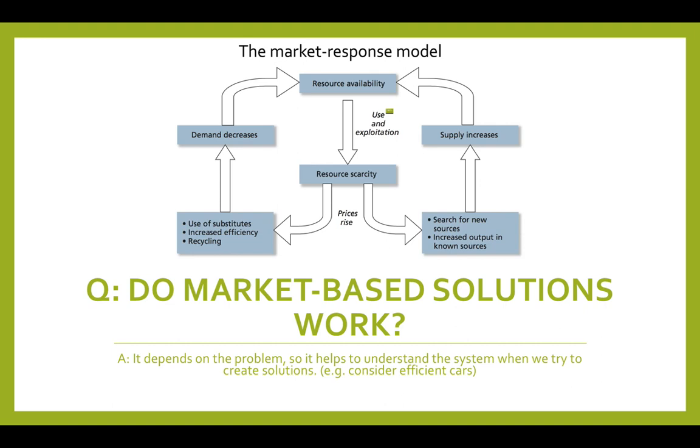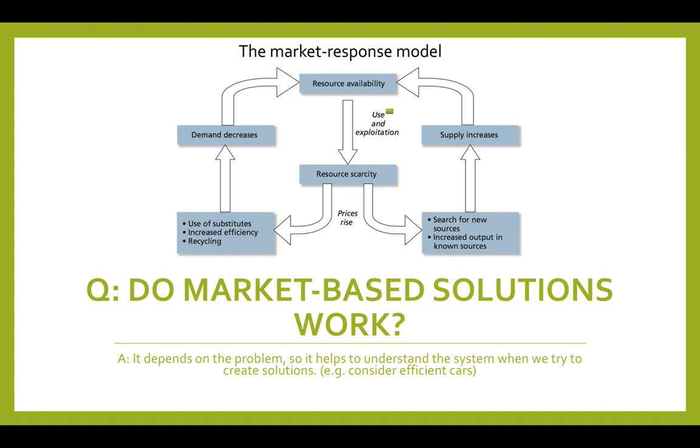And so either way, we get less resource scarcity because we have a response in the market to something that is changing. And you can notice that in each of the response boxes on the bottom right and the bottom left, there are a few different ways that it can happen. If we increase efficiency, for example, that can cause demand to decrease. If we recycle more, that can cause demand to decrease.